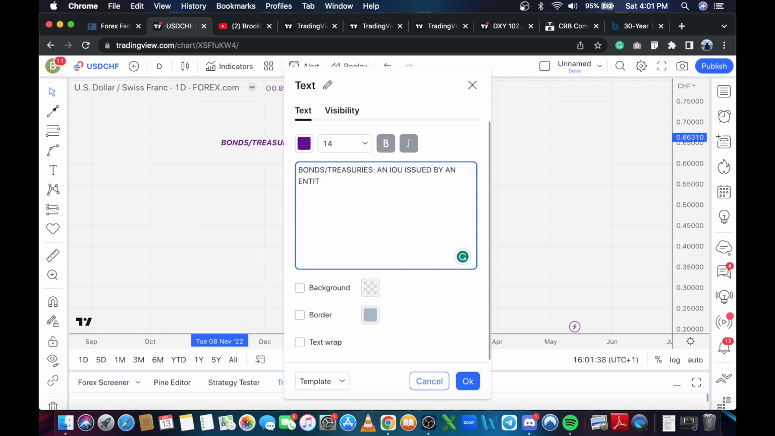an entity, e.g., a government or a municipality.